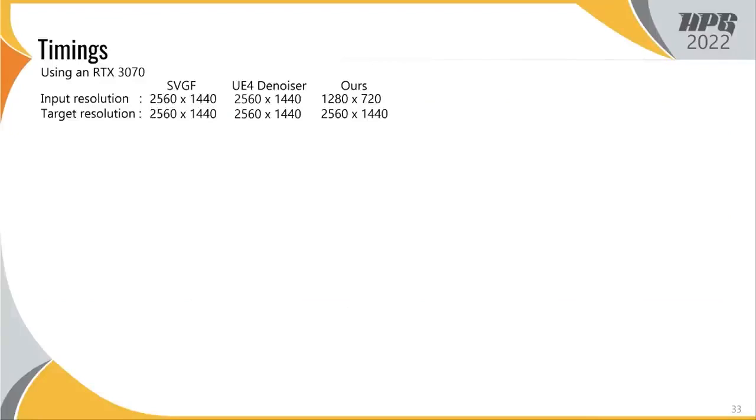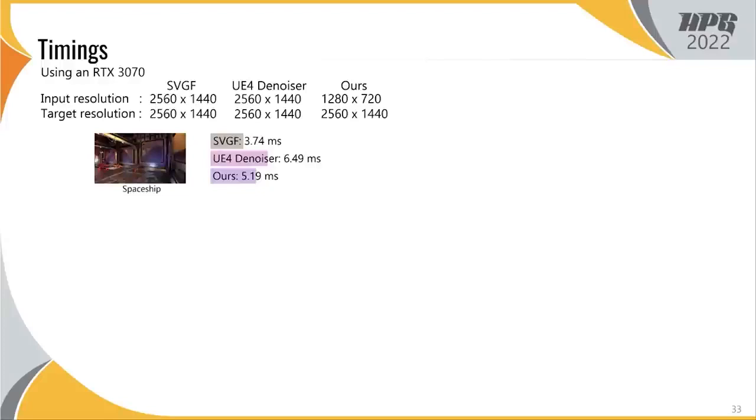To compare performance, we use an RTX 3070 to measure timing for all the techniques. For SVGF and UE4 denoiser, the input and target resolution is 1440p, while our network takes 720p input and produces a 1440p output. For the spaceship scene, we see that our technique has better timing than Unreal Engine 4 denoiser, but is slightly more expensive than SVGF.